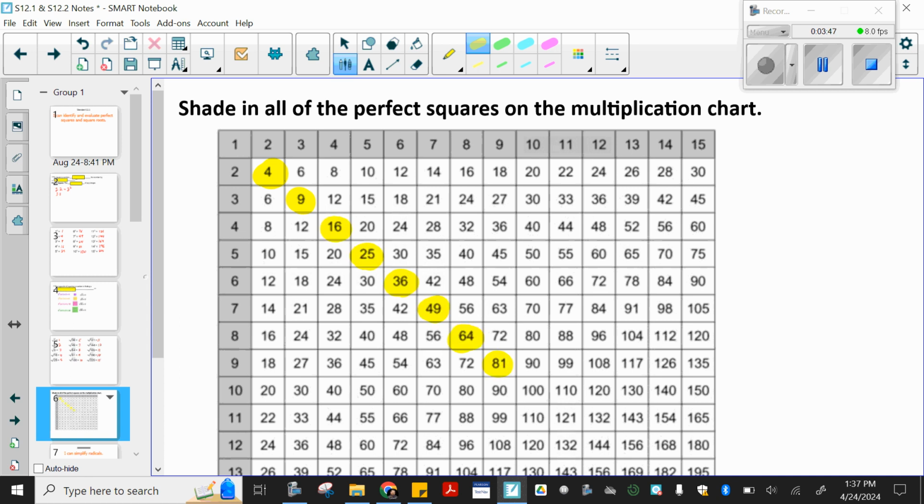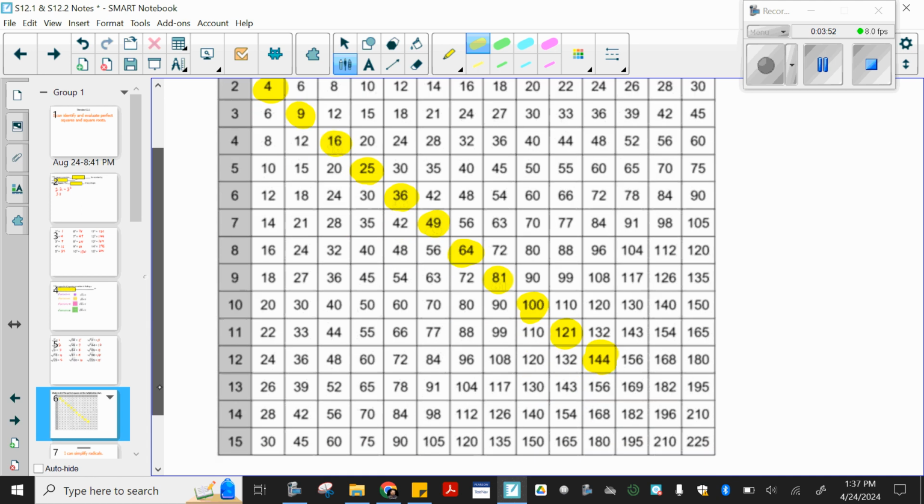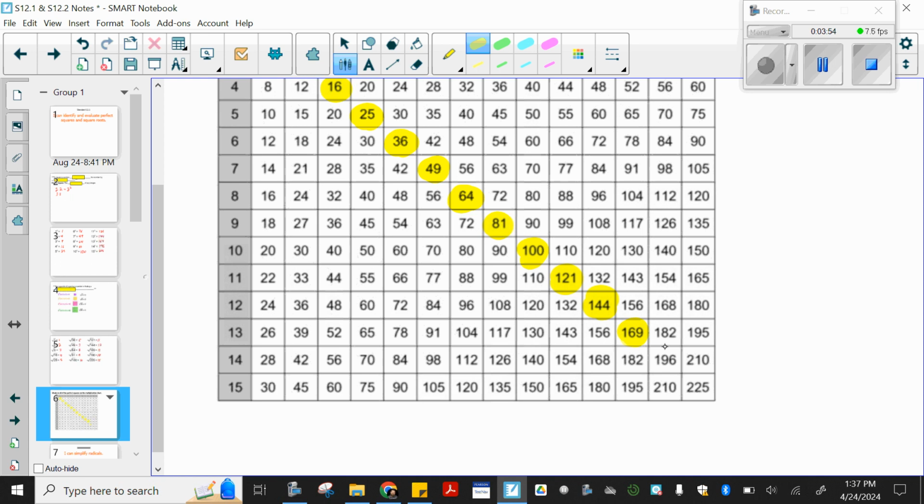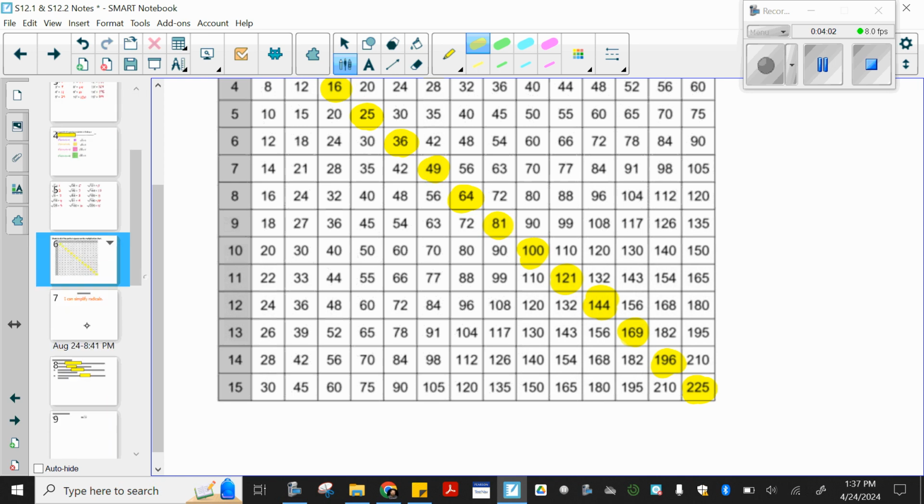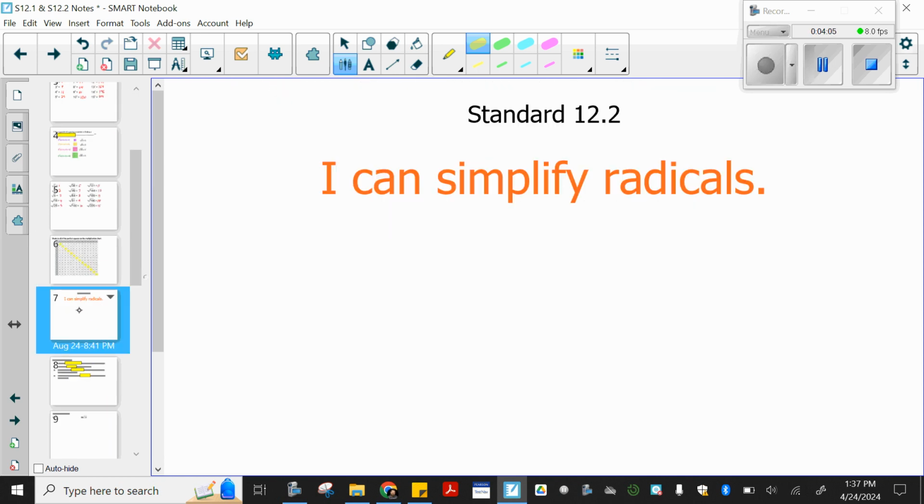So the diagonal on a multiplication chart is all of your perfect squares. Right? There's all the ones we just talked about. So that's helpful too, to be able to look at that and know those are perfect squares. Right? That's just a quick run through that. Let's move to the next one. Of 2, I can simplify radicals.